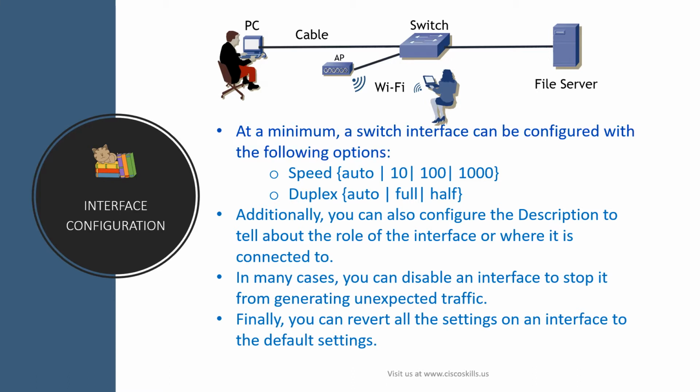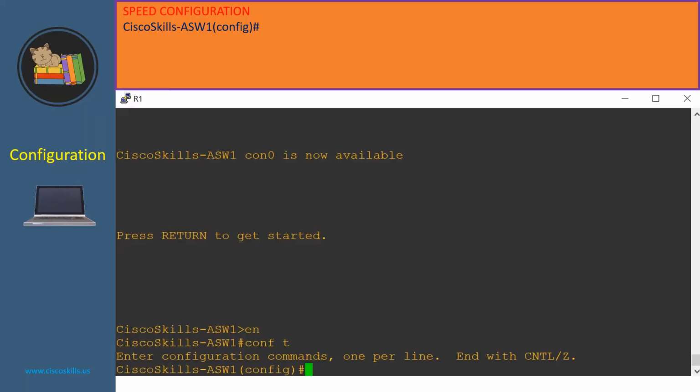As you know, at a minimum, a switch interface can be configured with the following options: speed, duplex. Additionally, you can also configure the description to tell about the role of the interface or where it is connected to. In many cases, you can disable an interface to stop it from generating unexpected traffic. Finally, you can revert all the settings on an interface to the default settings.